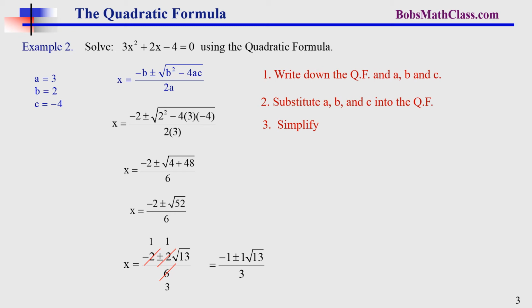Now the 1 in front of the 13, usually we don't write it. It's not wrong if you do, just not written. So there's our final answer. Negative 1 plus and minus the square root of 13 all over 3.